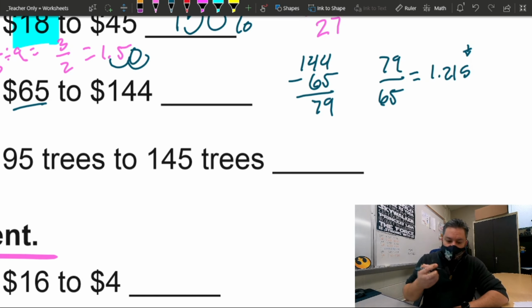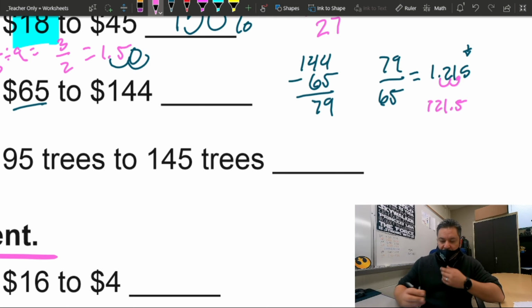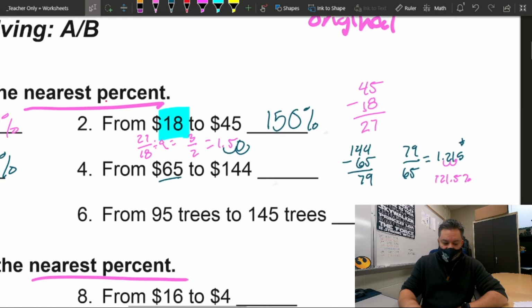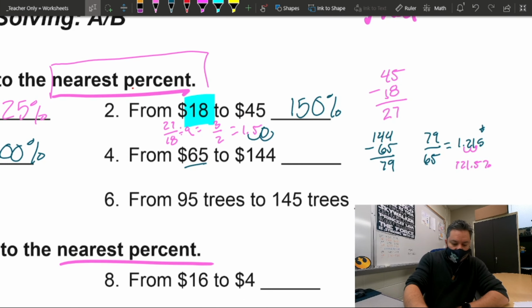I don't necessarily need the 3 right now. Why? Because now we have to convert that into a percent. We're going to move the decimal once, twice, and we're going to move the decimal to right there. Now it's 121.5%. Now, if I read my instructions, what do I have to do now?